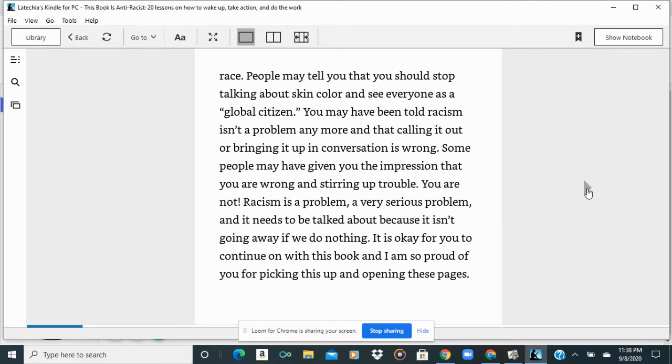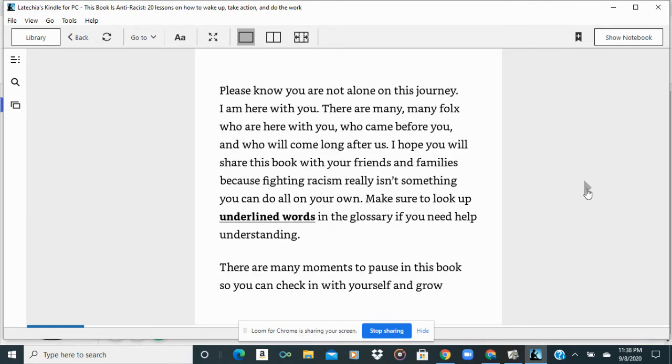It is okay for you to continue on with this book, and I'm so proud of you for picking this up and opening these pages. Please know that you are not alone in this journey. I am here with you. There are many, many folks who are here with you, who came before you and who will come long after us. I hope you will share this book with your friends and families because fighting racism really isn't something you can do all on your own.